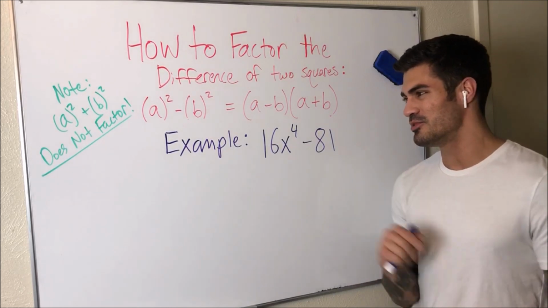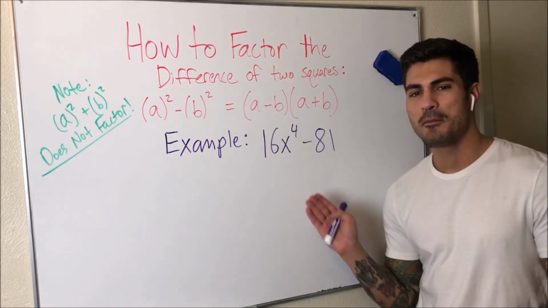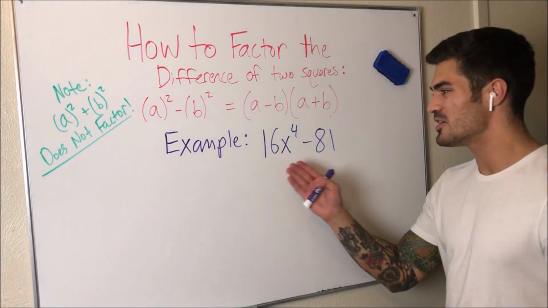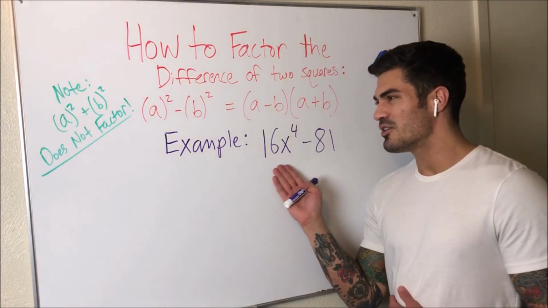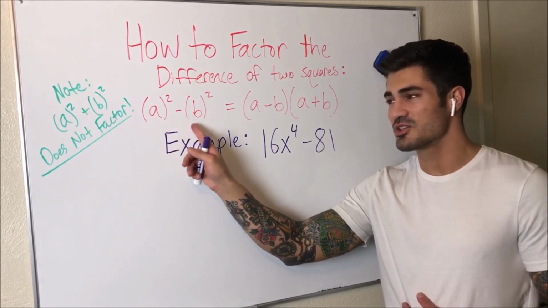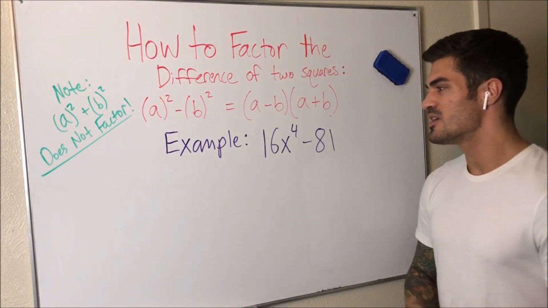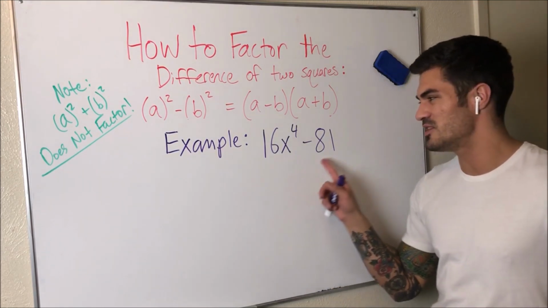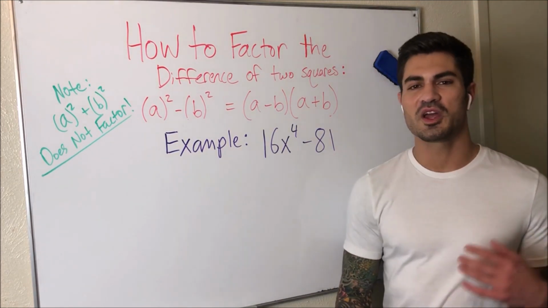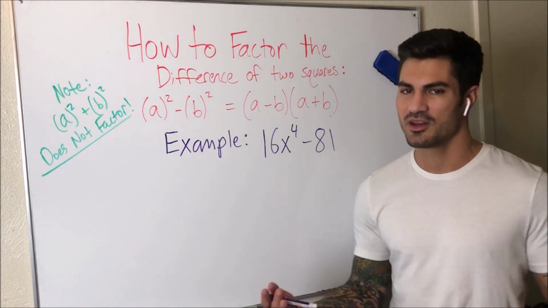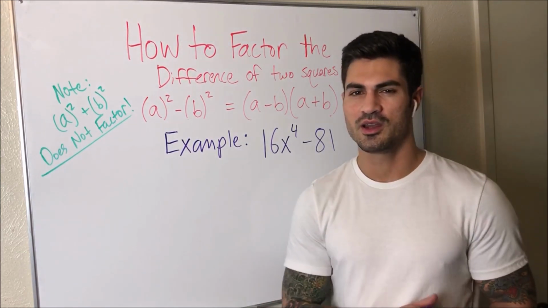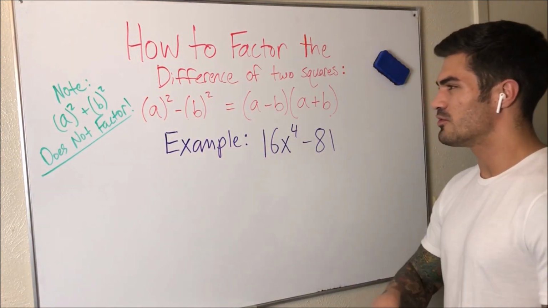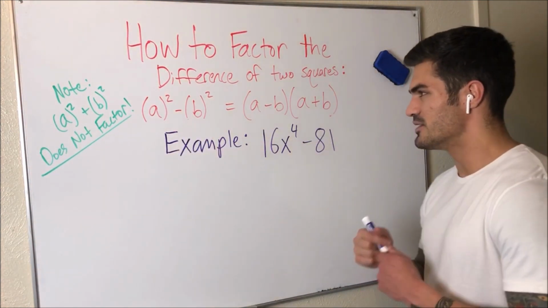Alrighty, we got our last example here. We got 16x to the 4th minus 81, and we're going to fully factor this, alright? So we can notice that we can rewrite this as something squared minus something squared. And these perfect square numbers should usually give it away. When you see the 16, when you see the 81, if you see something like 49, 25, these are the kind of numbers that should have you thinking, okay, I think this could be a difference of squares. So let's go ahead and see if we can rewrite this as something squared minus something squared.